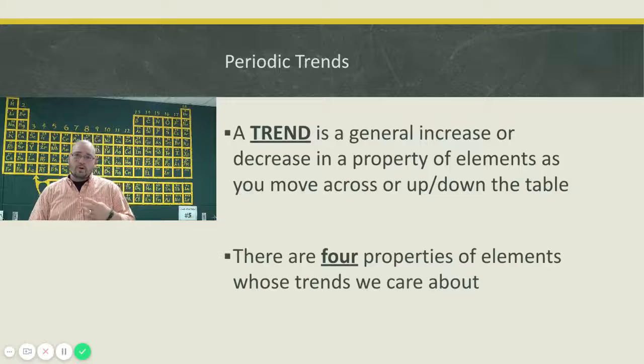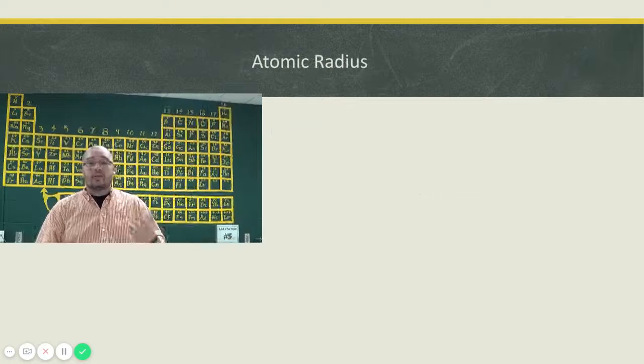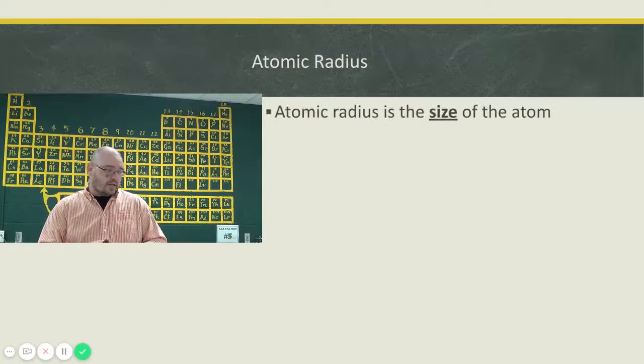Now, there are four trends that we're going to be talking about, four properties of elements that we're going to talk about on the periodic table. Those are the only four that we care about. There's a lot more, but they're the only four that we're going to care about for this class. All right, so the first of those is atomic radius, which is the size of the atom.